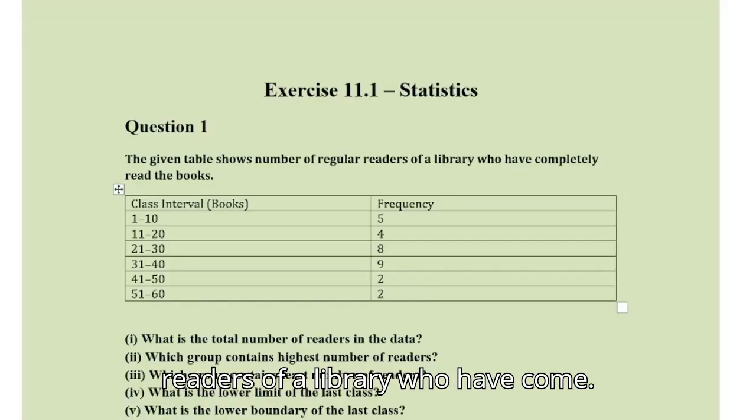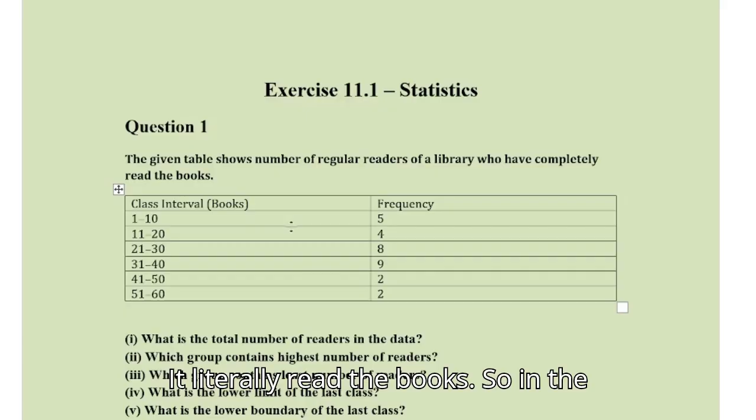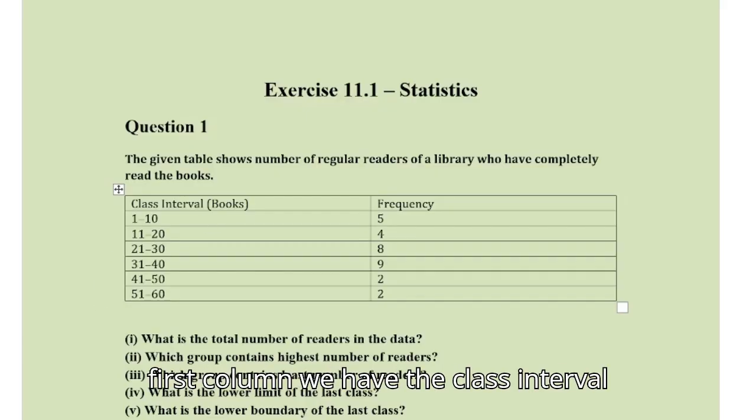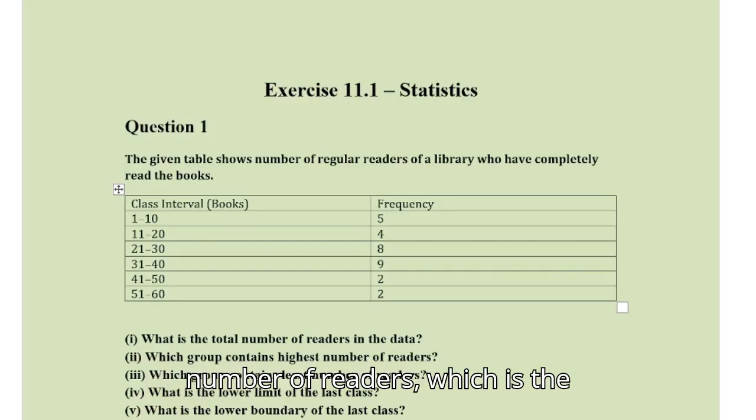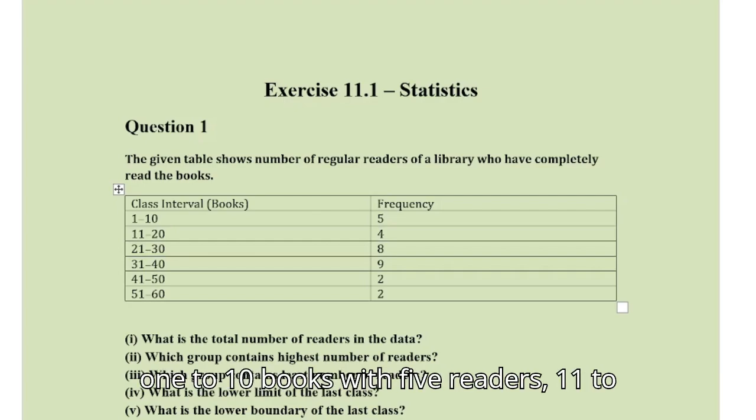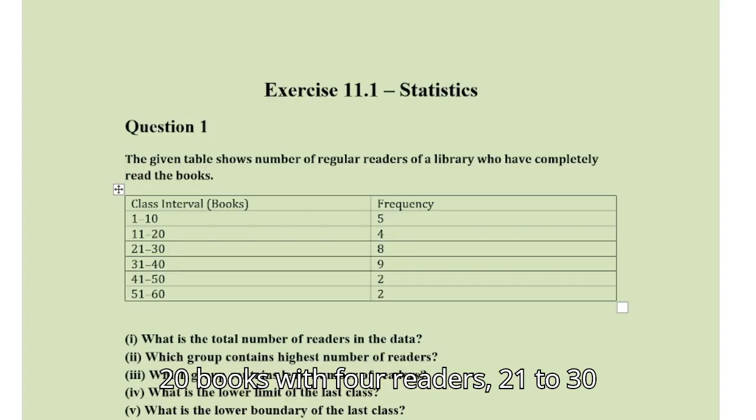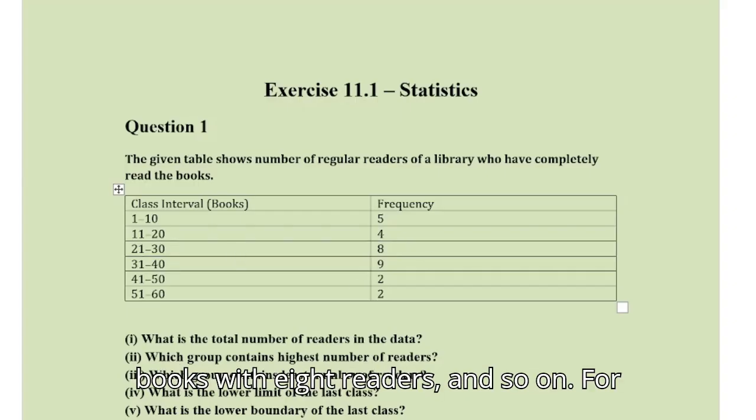library who have completely read the books. So in the first column, we have the class interval, and in the second column, we have the number of readers, which is the frequency. For the first class, we have 1 to 10 books with 5 readers, 11 to 20 books with 4 readers, 21 to 30 books with 8 readers, and so on.